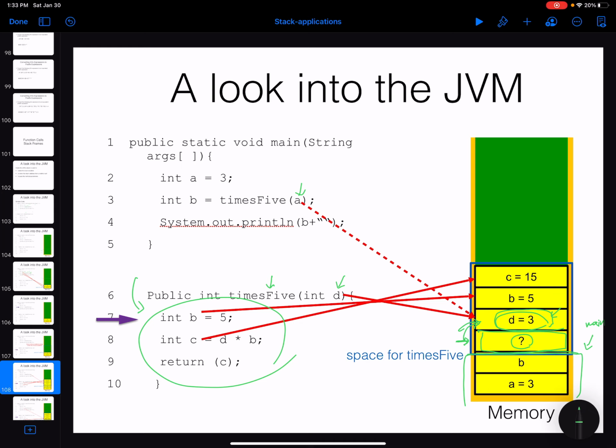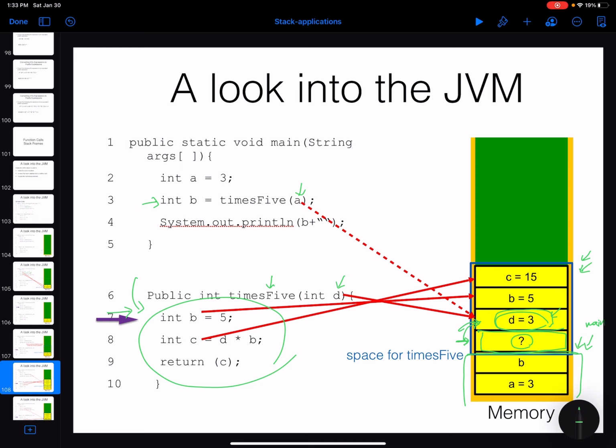So the control flow of your computer will move from here to here. So the active stack frame is going to be this one. The computer doesn't actually see this stack frame anymore. The computer just sees this part of the memory. Okay, and so all the variables will be written here.